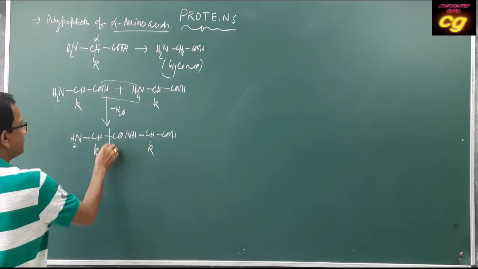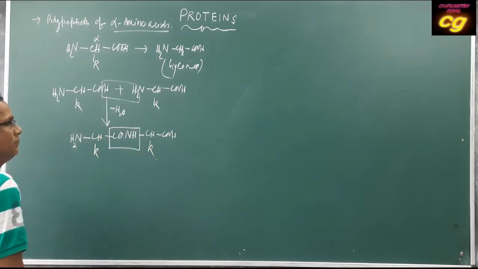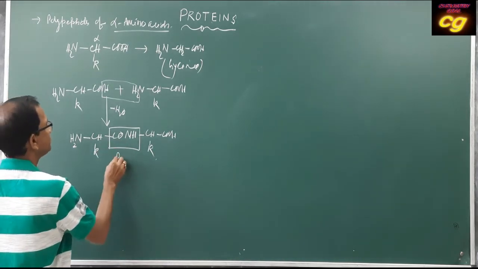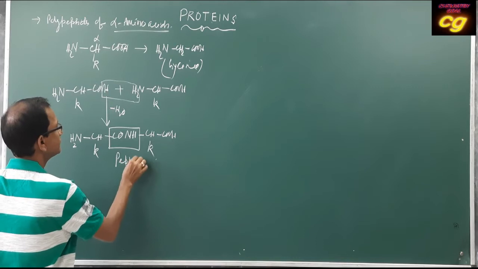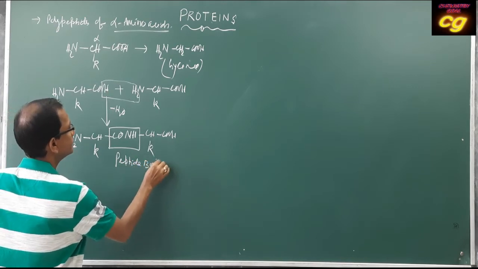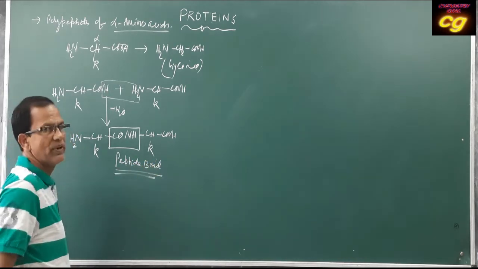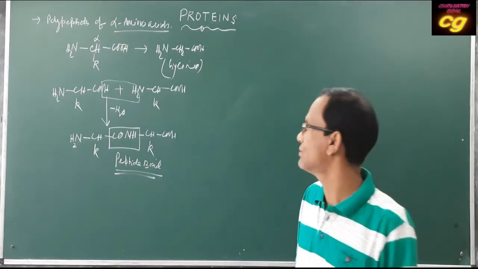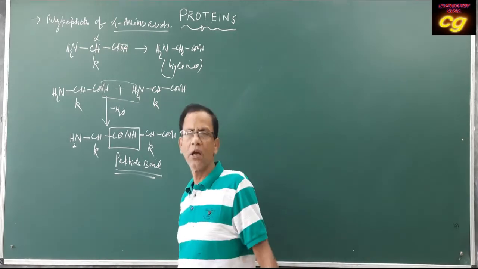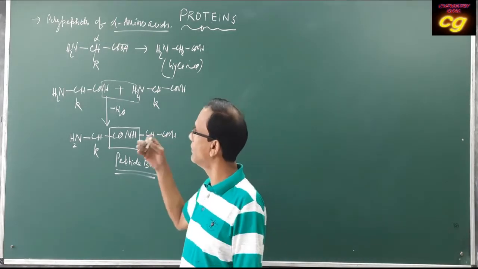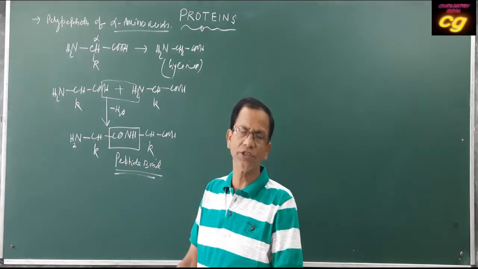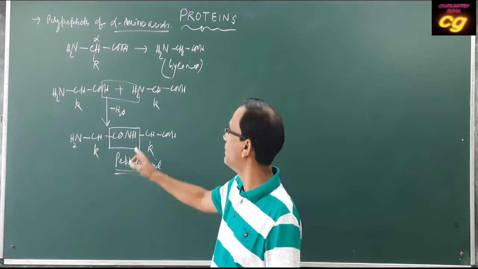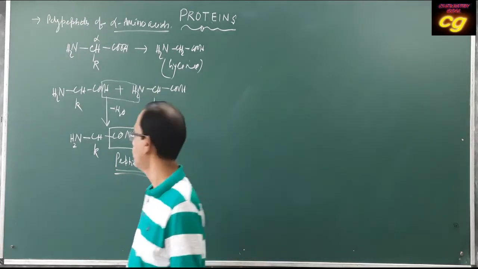This part is called the peptide bond. So every protein contains peptide bonds. A number of peptide bonds are formed when n number of amino acids combine, forming polypeptides. These polypeptides are generally called amino acids.